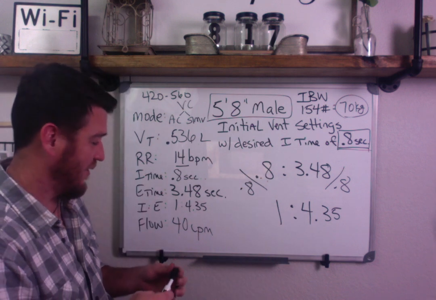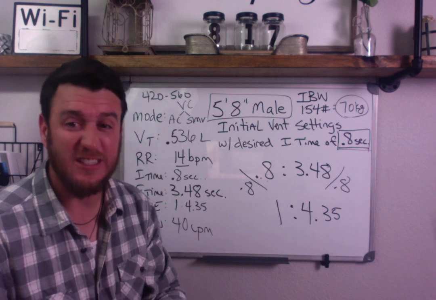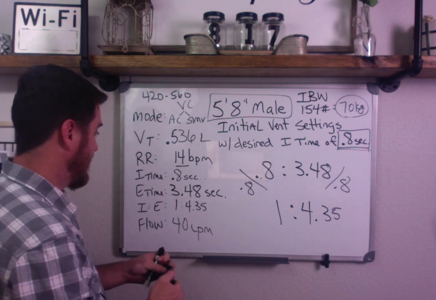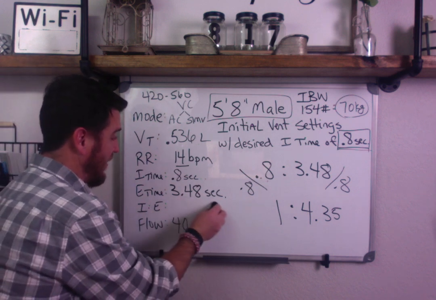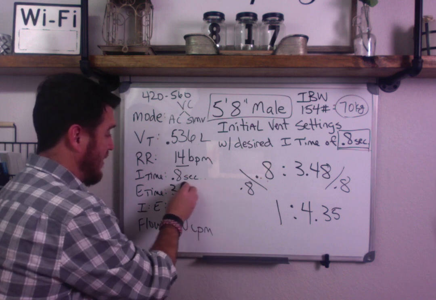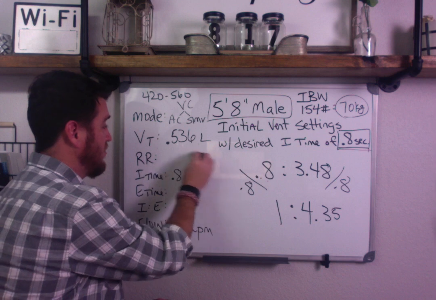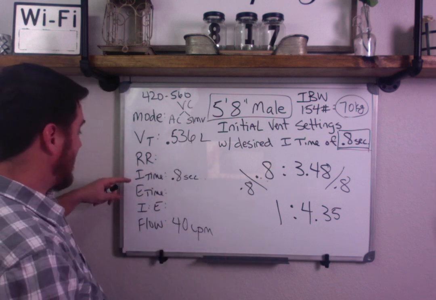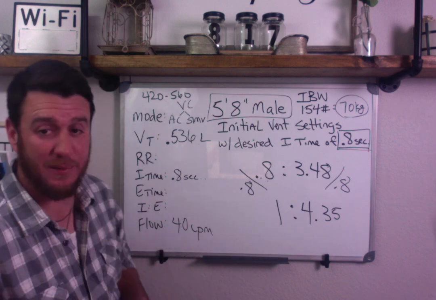1 to 4.35. Now, what I want to do is show you another way to get to this same answer, okay? So, what I'm going to do here is erase the I to E ratio, and I'm going to erase the E time, and I'm going to erase the breaths per minute, because I told you that respiratory rate, I time, and E time are all linked together in calculating and developing your I to E ratio.